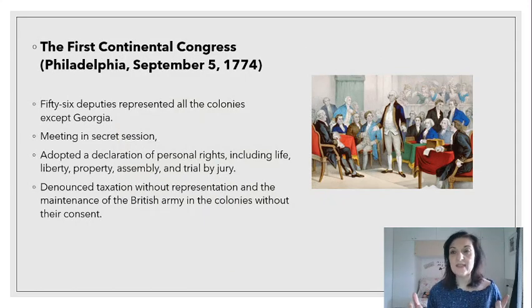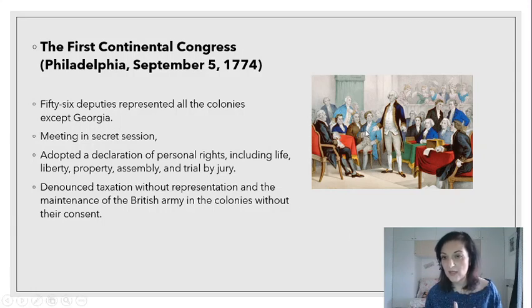The effects. People were not happy at all. People didn't want only taxation. They also wanted representation. People in colonies wanted to be free. This need for freedom and independence started to spread in all the British colonies in America until on the 5th of September 1774 in Philadelphia there was the so-called First Continental Congress.